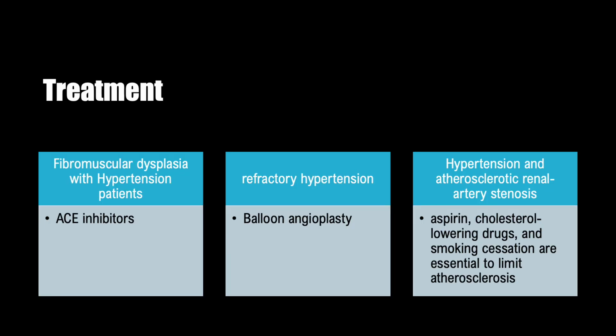Some treatment: fibromuscular dysplasia with hypertension patients are usually prescribed ACE inhibitors. For refractory hypertension, the treatment is balloon angioplasty. For hypertension with atherosclerosis and renal artery stenosis, aspirin, cholesterol-lowering drugs, and smoking cessation are essential to limit atherosclerosis.